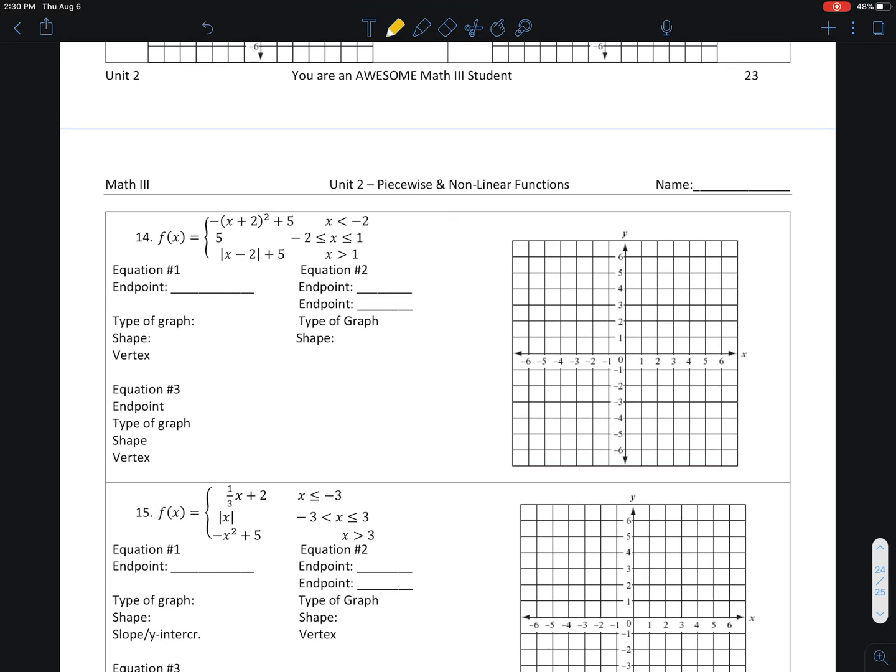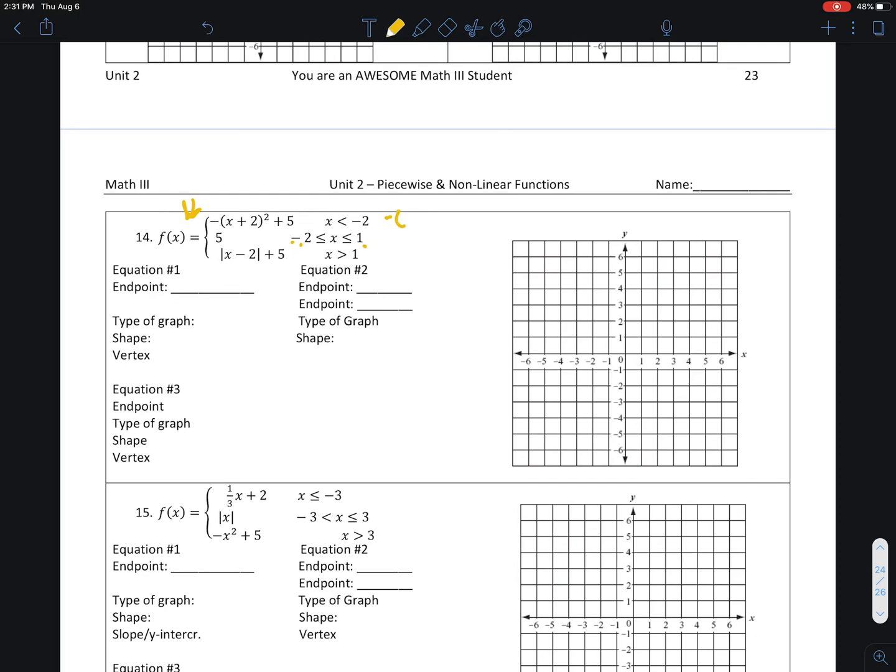Alrighty, now we're going to do 3 different parts. Exciting, isn't it? So each one of them, the first one will have one endpoint. The one in the middle, we have to look at both endpoints. And then the last one, we just look at the last endpoint.